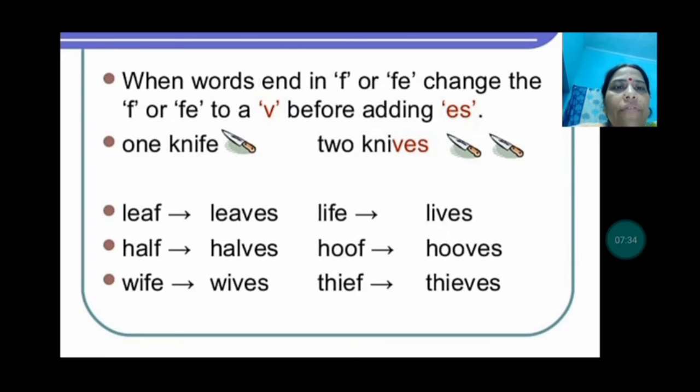HALVES. Wife ended with FE, so remove FE and add VES. Life also, LIFE. So what we will write? LIVES. Okay, hoof, hooves, thief, thieves.